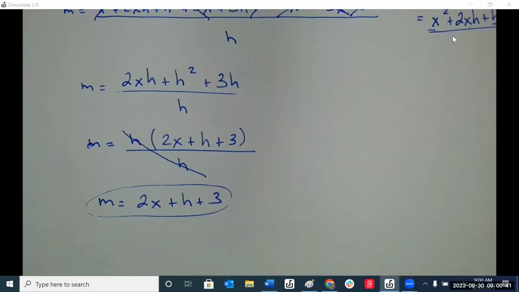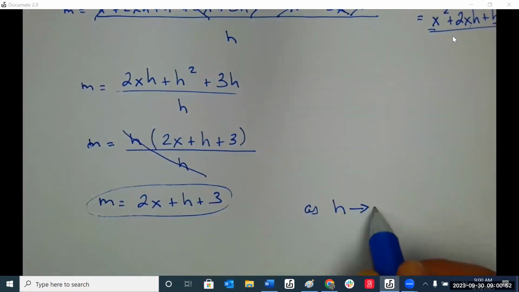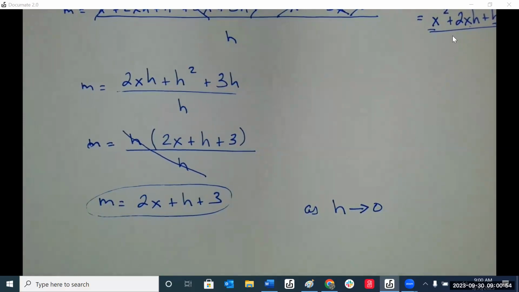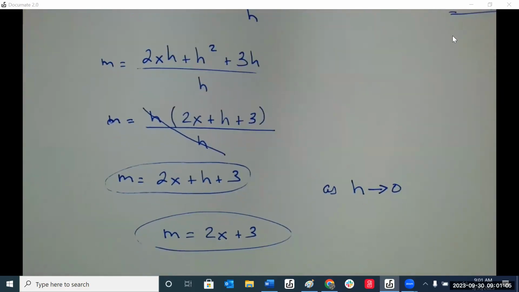That's not really your slope because there's still an h in there. Remember, what does h represent? The distance between x1 and x2. So as h goes to 0, our slope becomes this. That's the slope of our curve at any point x you give me.